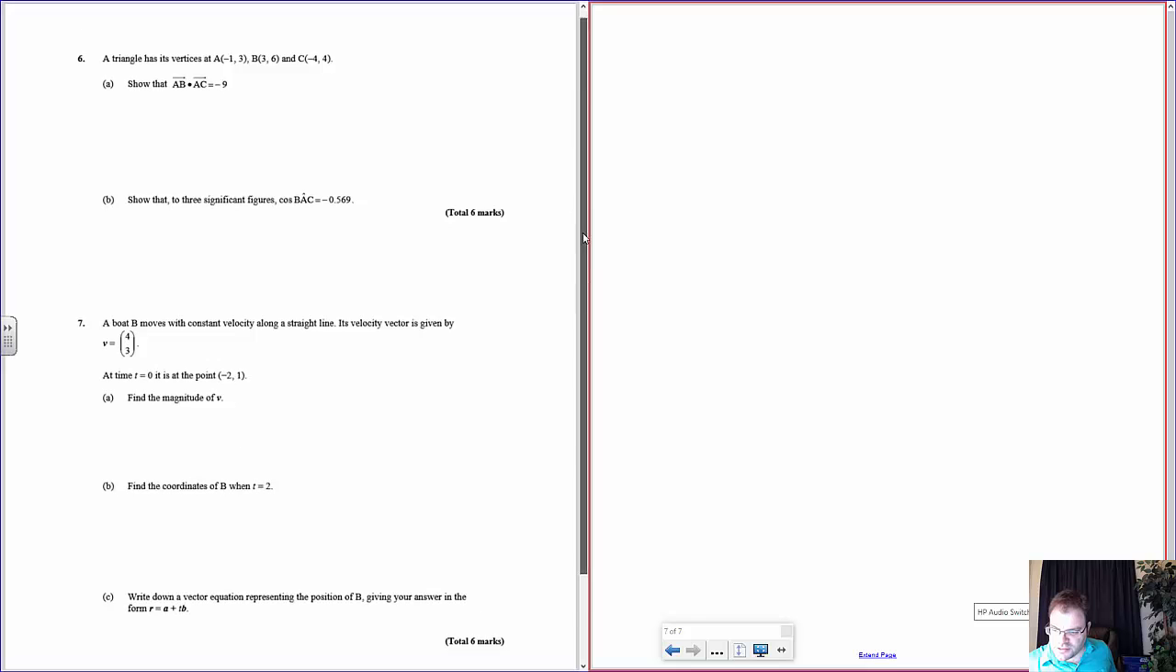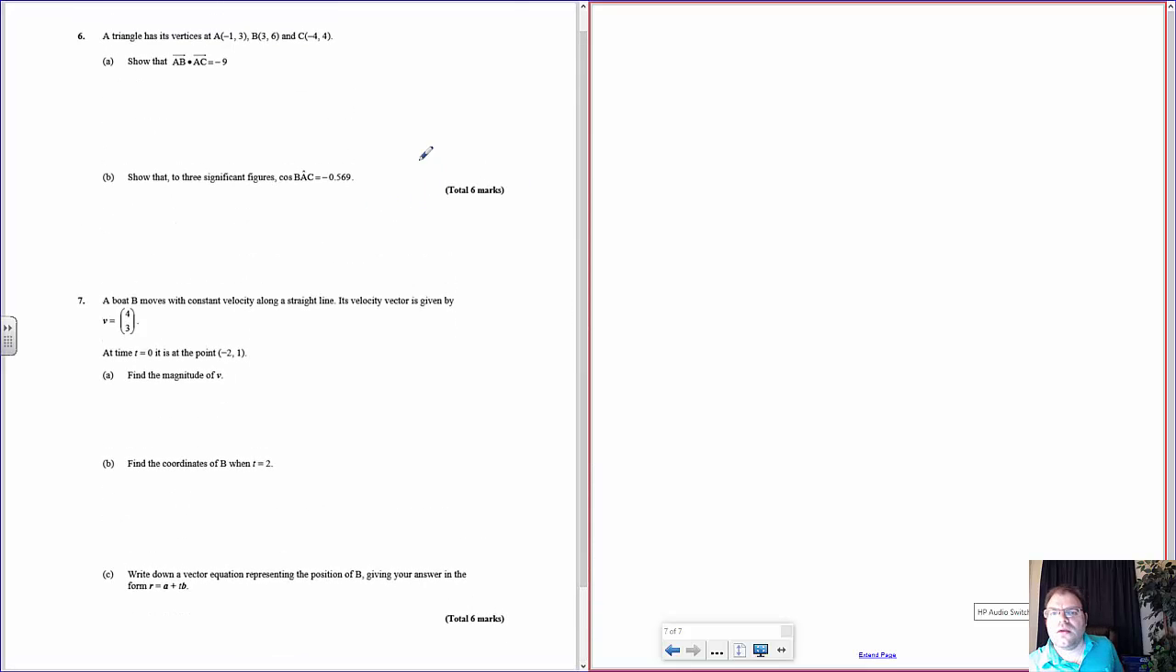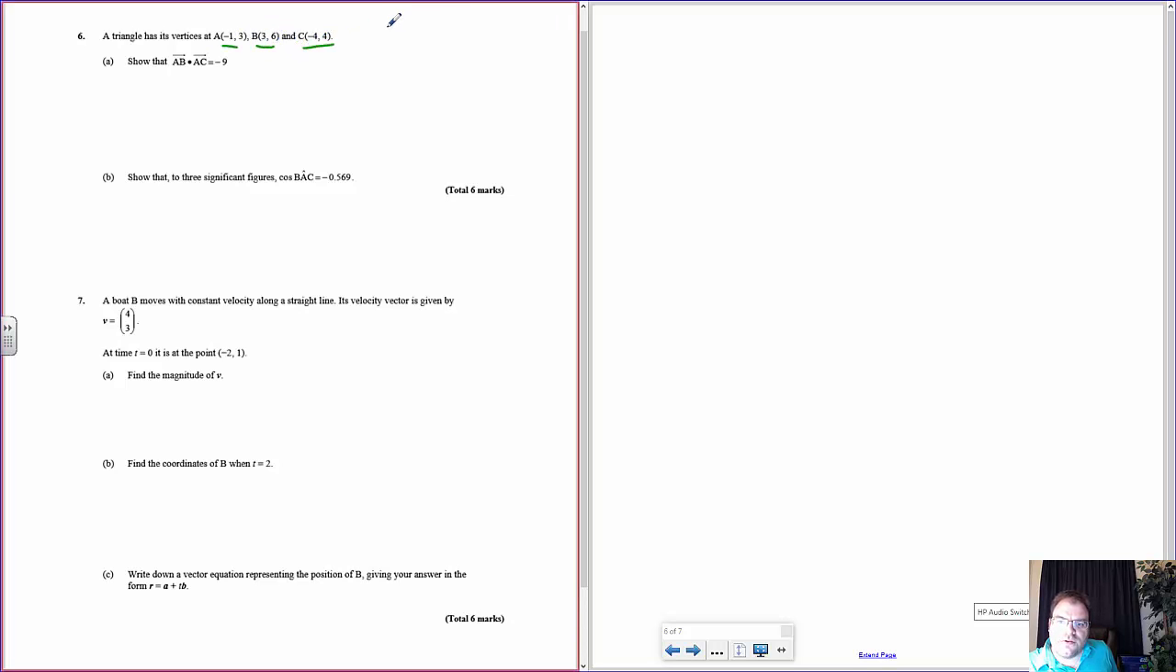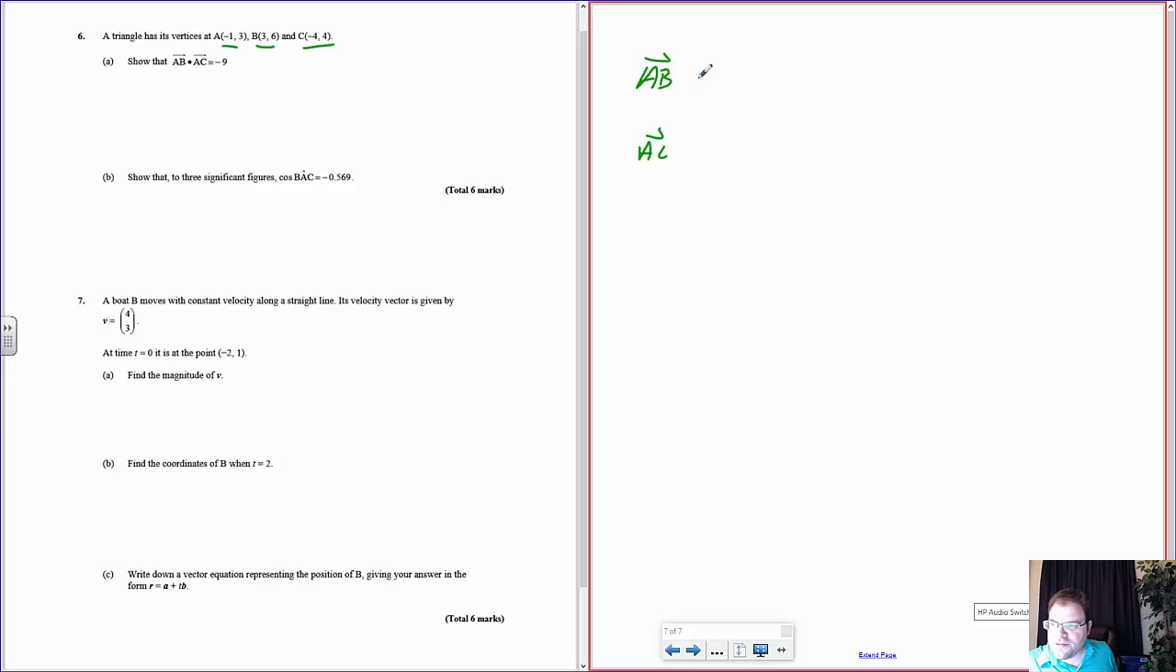I believe this is the final page. This is fantastic. We're almost done. A triangle has vertices A(-1, 3), B(3, 6), and C(-4, 4). Show that the vector dot product of AB and AC is -9. Well, there are 2 things I need to find that. I need to figure out what AB is, and what AC is. So I've got to find those.